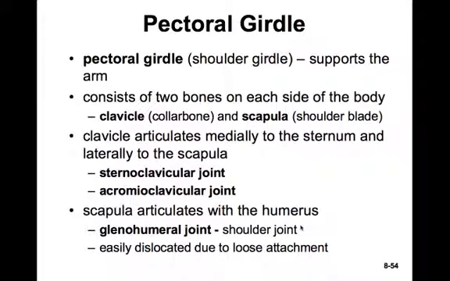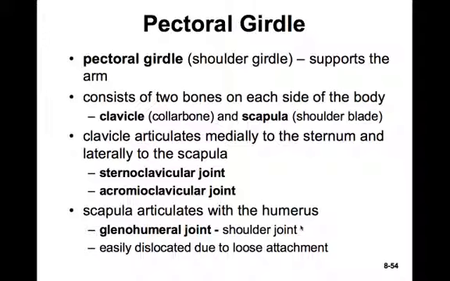So now let's begin with the appendicular skeleton, starting with the pectoral girdle. The pectoral girdle is the shoulder girdle. It's the attachment site for the arms. It consists of just two bones on each side of the body, the clavicle, or the collarbone, and the scapula, which is commonly known as the shoulder blade.